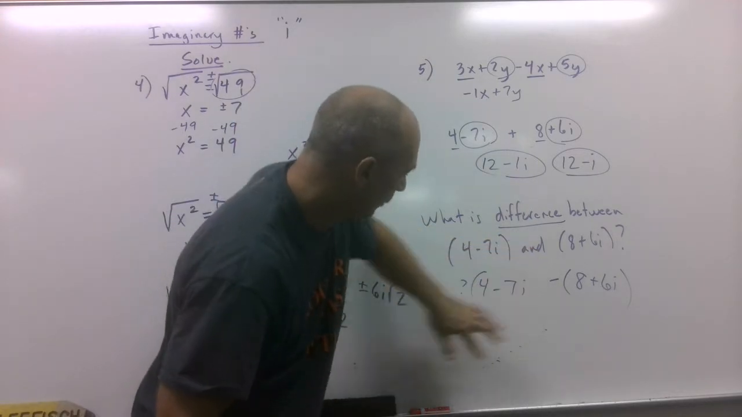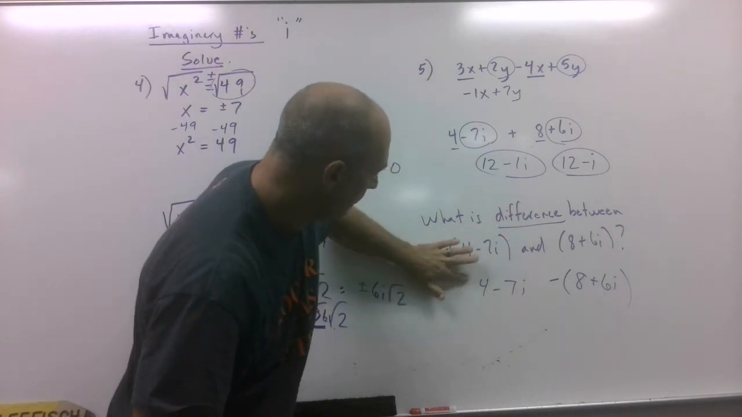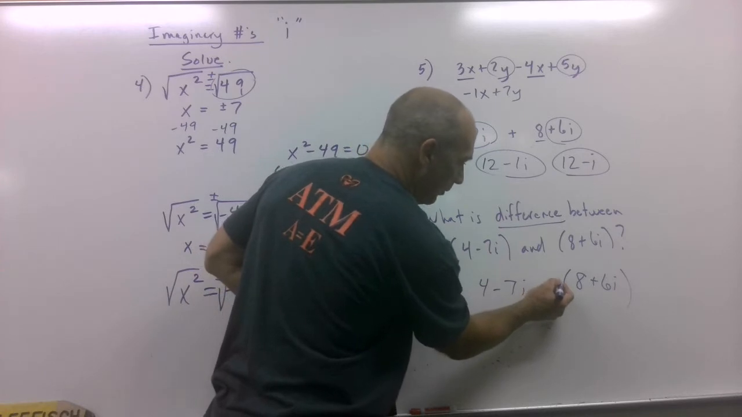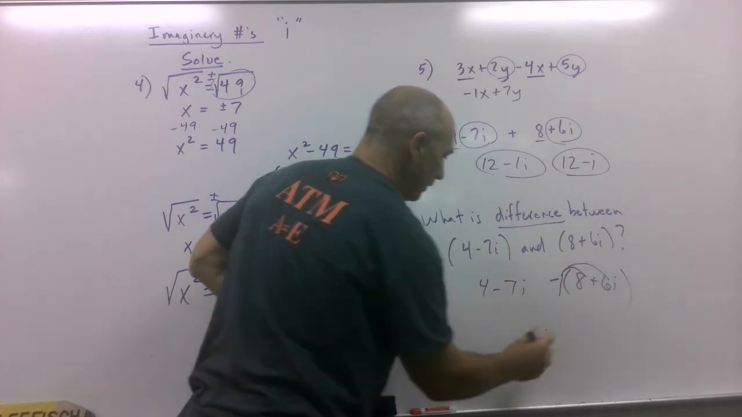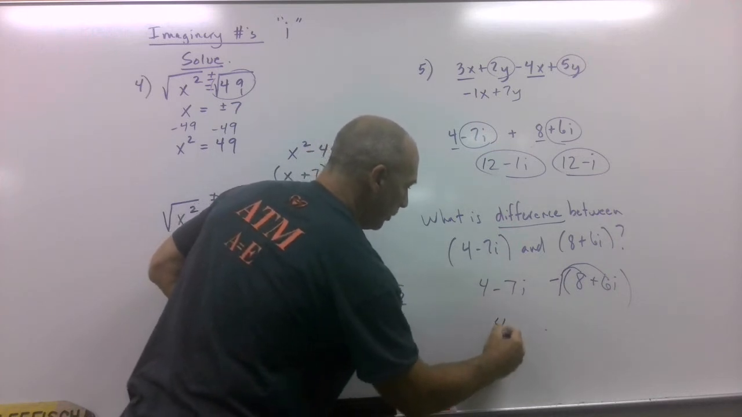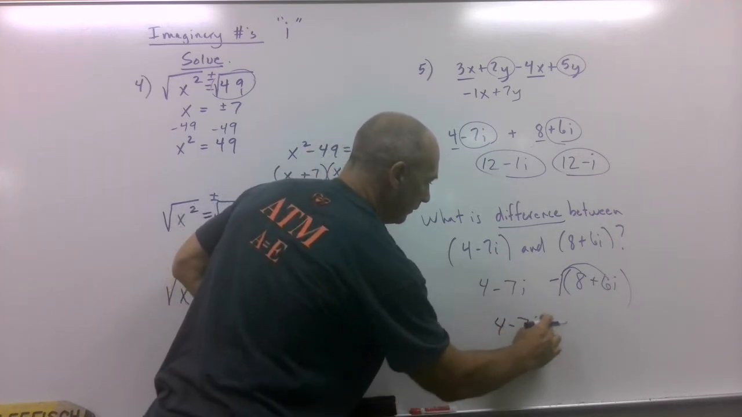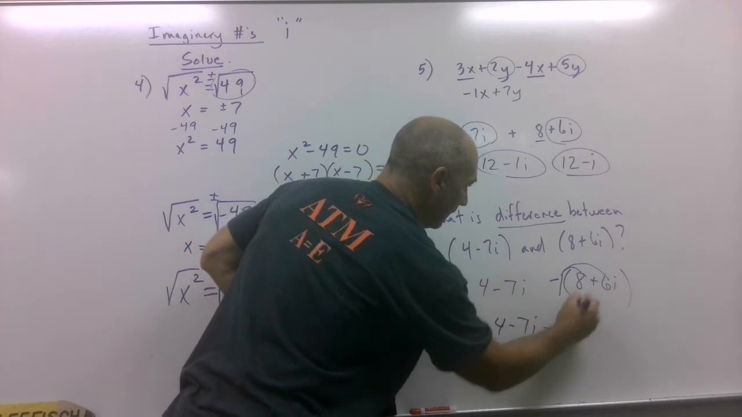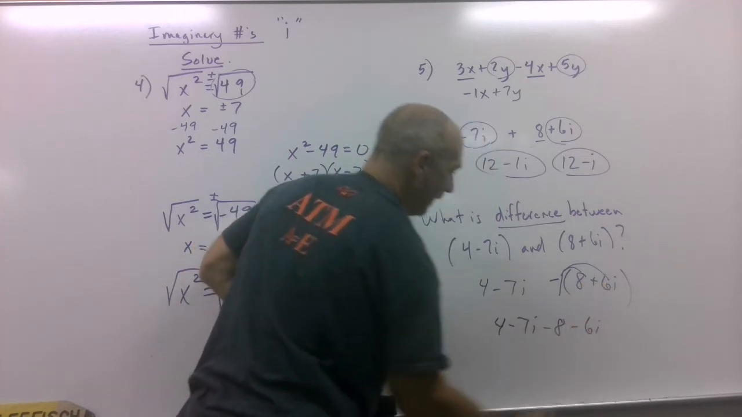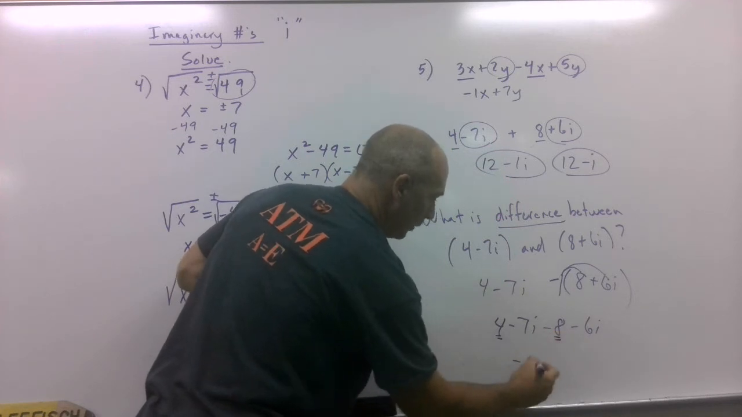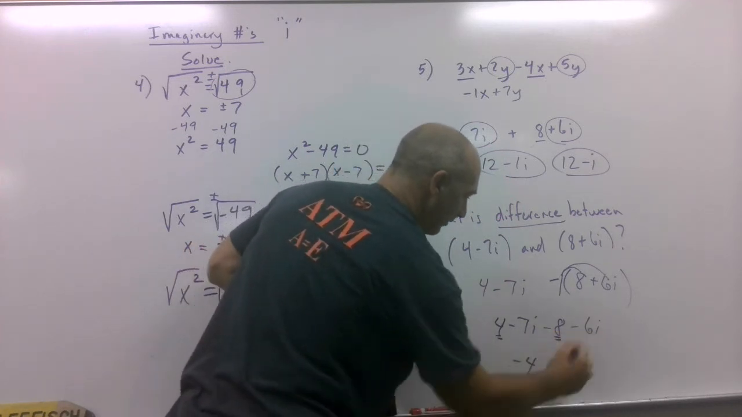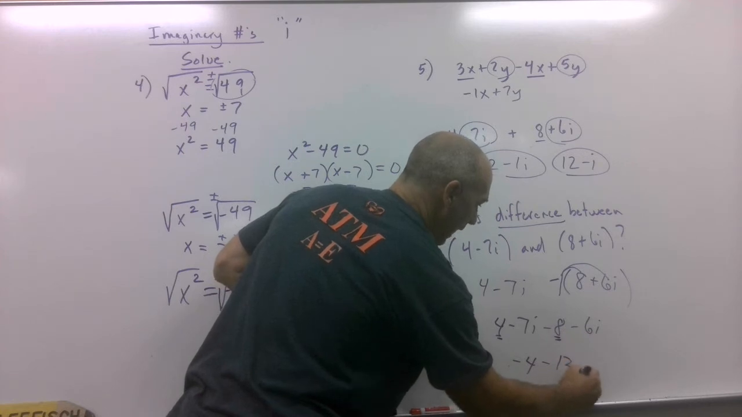So it's like these don't even matter. But there is a minus in front of here, which is just like a negative 1. And then you distribute that through. So I would end up with 4 minus 7i minus 8 and then minus 6i. Now I just look for like terms. 4 minus 8 is negative 4. Negative 7i minus 6i is negative 13i.